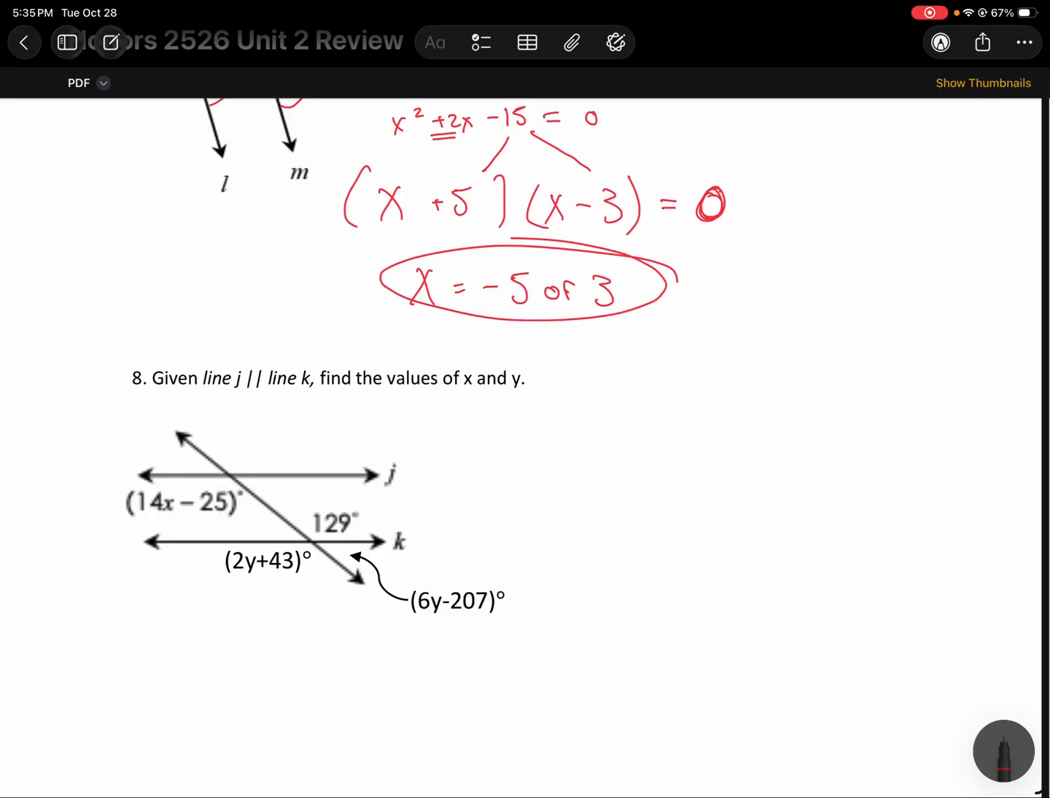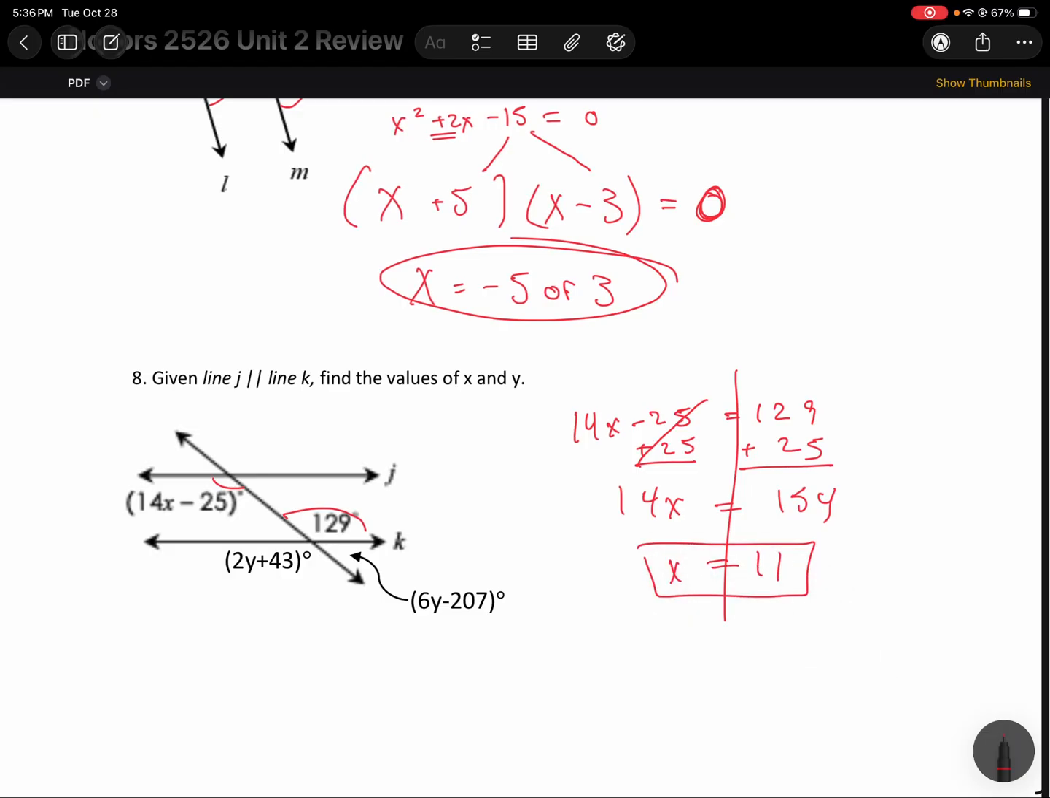All right, number 8. Given these lines are parallel, find the values of x and y. So this first one, we have alternate interior angles. We immediately know that these are congruent. So just solving for x by setting them equal to each other gives me x is equal to 11.